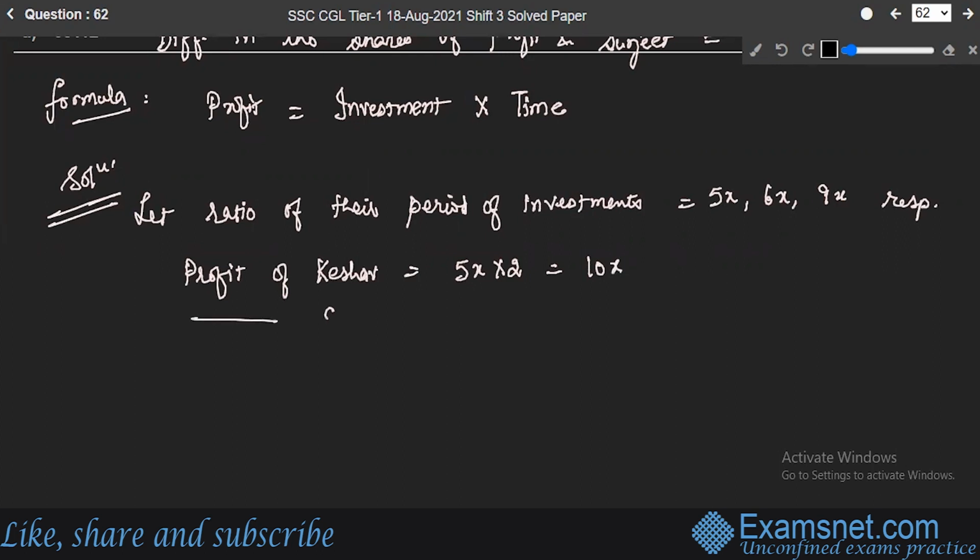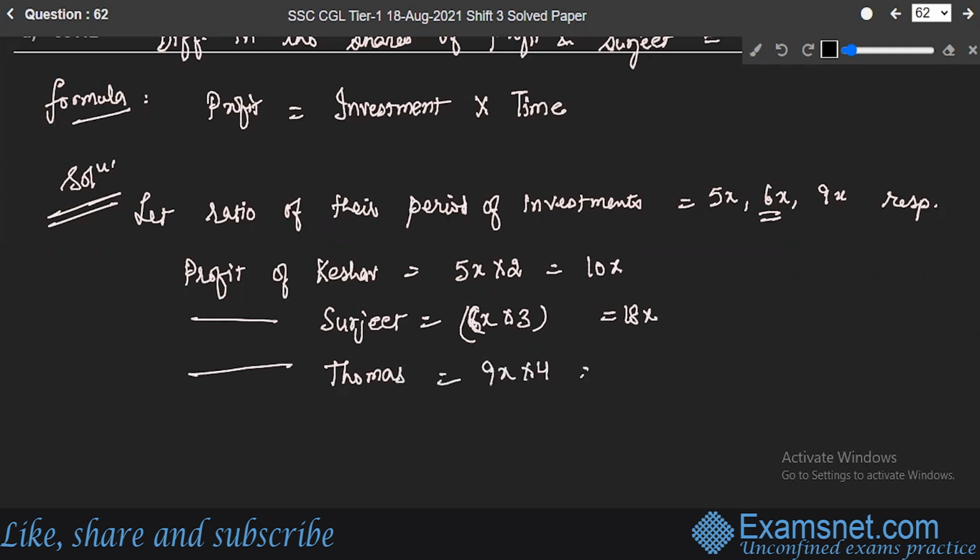Also, profit of Surjit is equal to 6x into the ratio of investment of Surjit, which was 3. So it is 6x into 3, which is equal to 18x. Profit of Thomas is equal to 9x into 4, which is equal to 36x. So I hope you are clear with this, right? The profit of Keshav, Surjit, and Thomas.